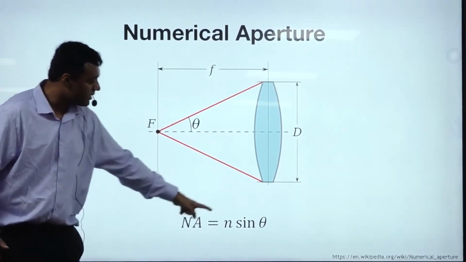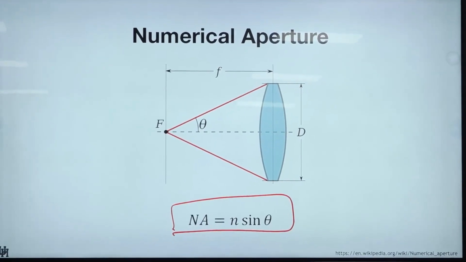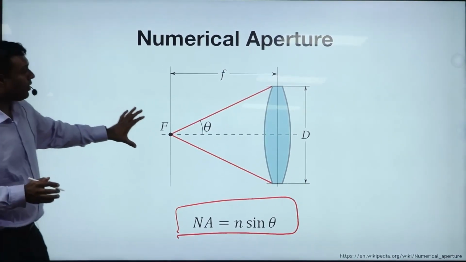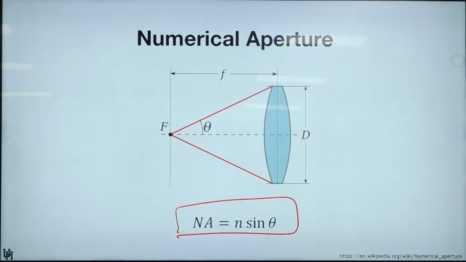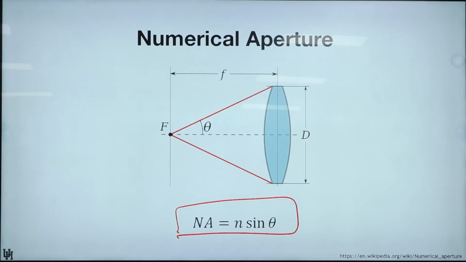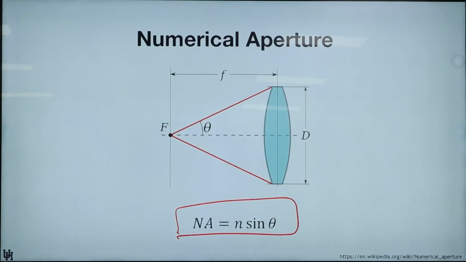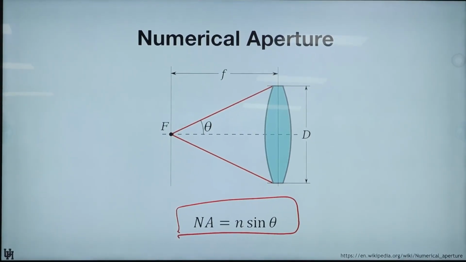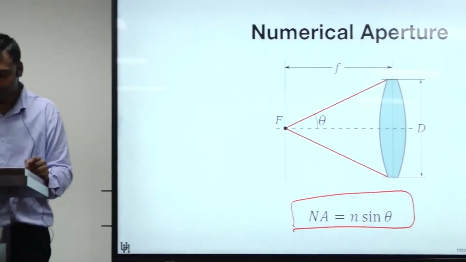And in that case, n sin theta is called the numerical aperture of your system. This is what decides what angles of light go through, and therefore, the higher the NA, the better your resolution. The lower the NA, the worse your resolution. Any lens or optical system that you build will have a numerical aperture, and by knowing it, you can figure out how good of a microscope or imaging system it is.